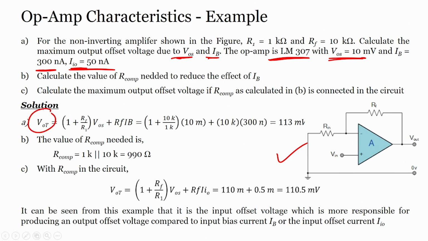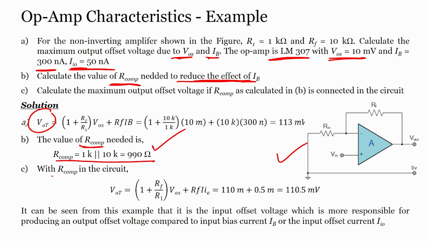Let us see the second problem. Calculate the R comp needed to reduce the effect of IB. The value of R compensation needed is 1 K parallel to 10 K. We have known that if I want to have R compensation, resistor R3 would be R1 in parallel to RF. So, 1 K parallel to RF is nothing but 990 ohms.